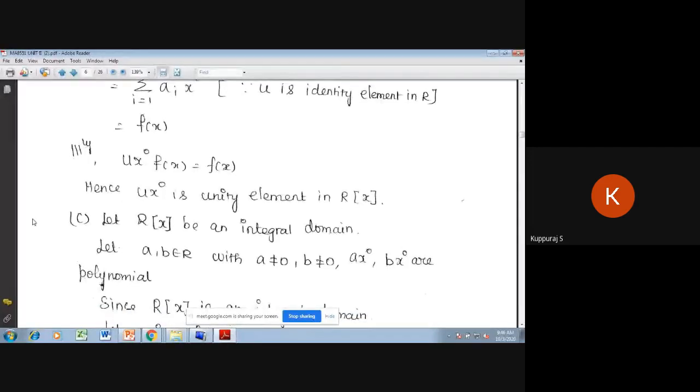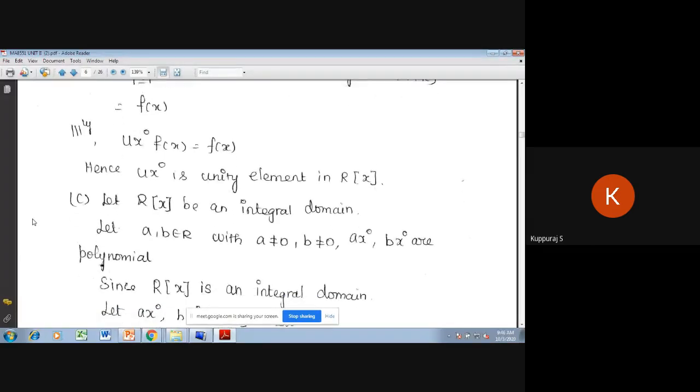So let a, b belong to the set of all real, both non-zero real numbers. So that's why we put a not equal to 0 and b not equal to 0. Then consider the constant polynomials a into x power 0 and b into x power 0.